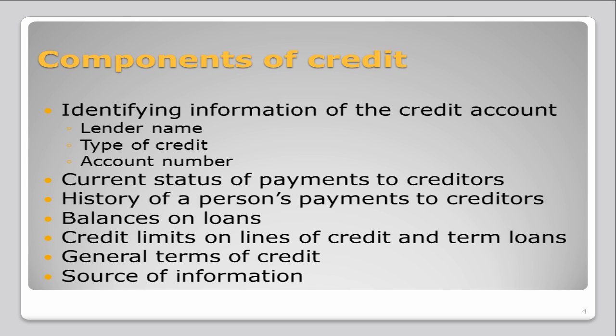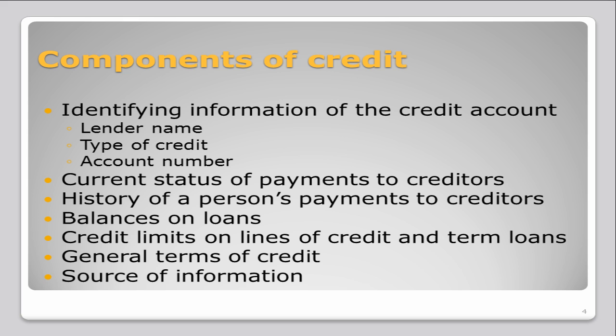And we'll talk a little bit later about how important the current status of the payments would be. We're going to look at the history of a person's payments to creditors, the balances on loans. People don't realize how important it is when you look at the balance on the loan as a percentage of the total limit. We'll look at the credit limits on lines of credit and term loans, the general terms of credit, and the source of information. Now, when we talk about each of these items, we're going to look at how this affects mortgage in particular, although every once in a while I'll bring up an example from auto or consumer credit as well.